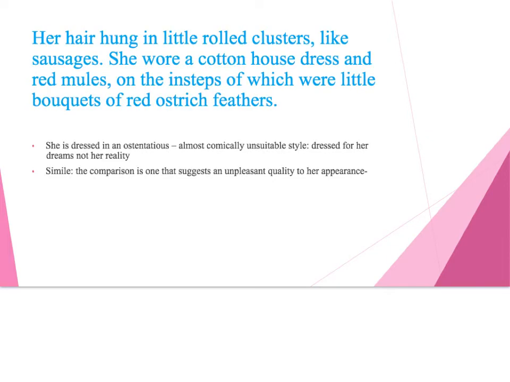This description of her then, "her hair hung in little roll clusters like sausages, and she wore a cotton house dress and red mules, on the instep of which were little bouquets of red ostrich feathers." So the cotton dress seems to be an ordinary day wear fashion item for the time, but then look what it's paired with. It's paired with these red ostrich feather mules, and her hair in little clusters like sausages. So again, the ostentatiousness of her dress is made apparent in Steinbeck's presentation of her. And also Steinbeck's presentation of her is not flattering. There is perhaps this comical juxtaposition between a house dress and the full lips and the red ostrich feathers of the sandals. The two things don't quite go, so there's no sense of real style here.